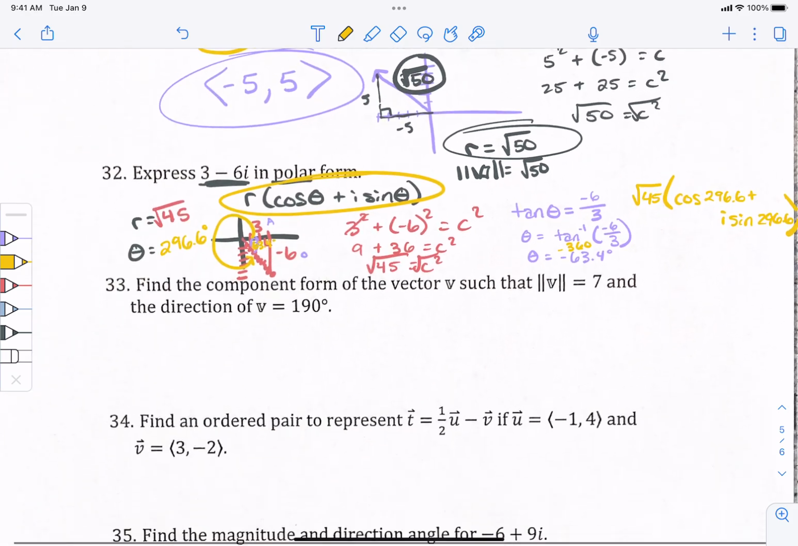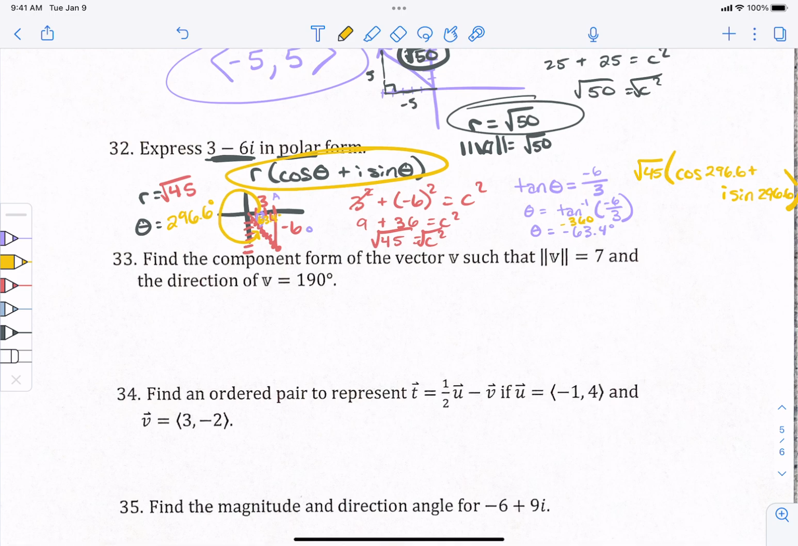All right, moving on to the next one. Now it says find the component form of the vector. And this is the magnitude. If you want to call it r instead of that funky, weird notation, you can. R is 7, and the angle is 190 degrees, which is in the third quadrant, okay? So they're not giving it to you in polar form, but they're basically giving you the polar form. If we write it in polar form, this is what it looks like. That's what they're giving me, okay?